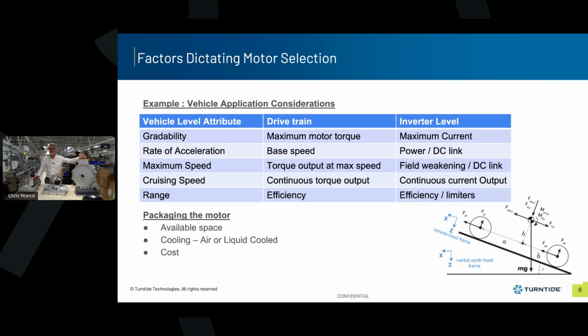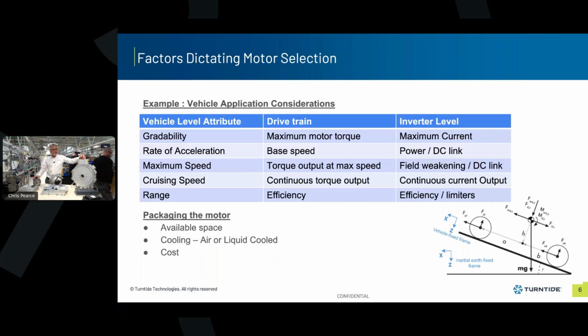Rate of acceleration is directly related to how much power you can get out of your battery. Maximum speed is related to the maximum output torque and maximum speed of your motor. So this is important from a field weakening view and the maximum output frequency of the inverter. And cruising speed is dictated via the continuous operating point of your inverter, the output current at which it will run forever.